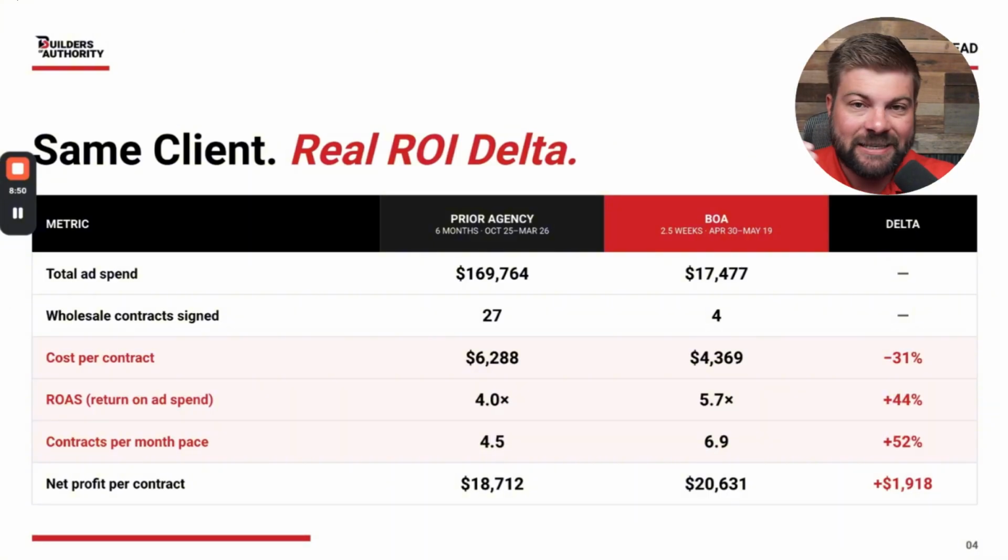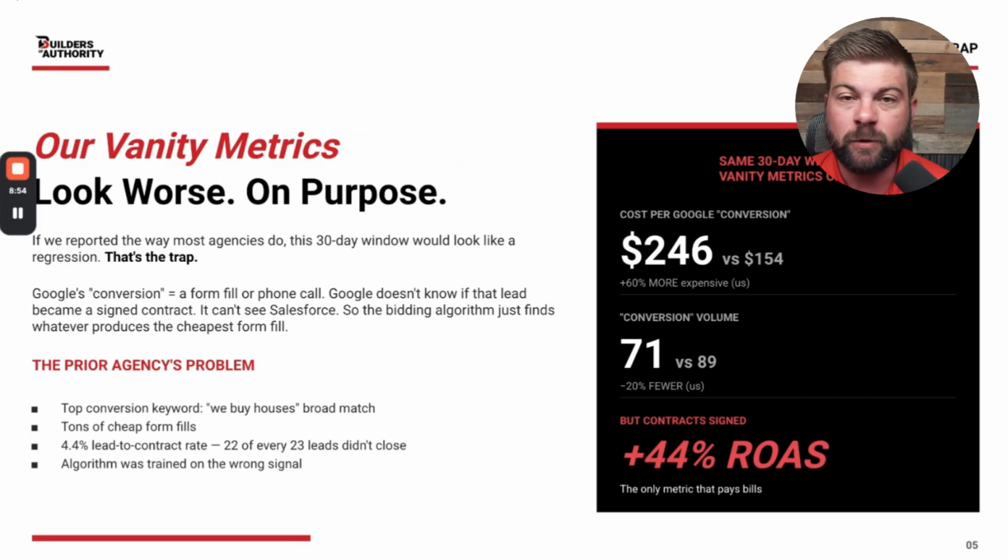So if I sent this report to the client and said, hey, we're 60% more expensive on cost per conversion, our conversions are 20% fewer, and on cost per clicks, we're more, they'd fire us tomorrow. So why did we willingly and knowingly take a strategy that makes the vanity metrics look worse?